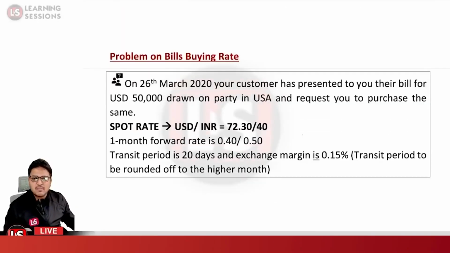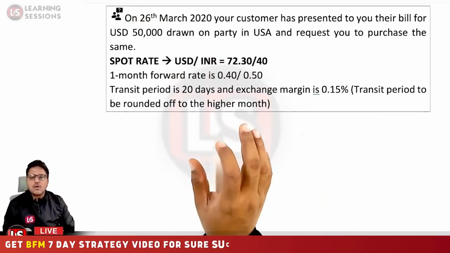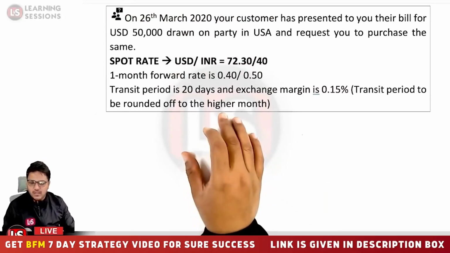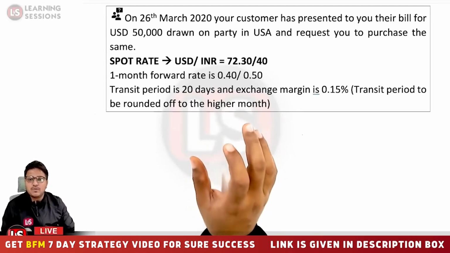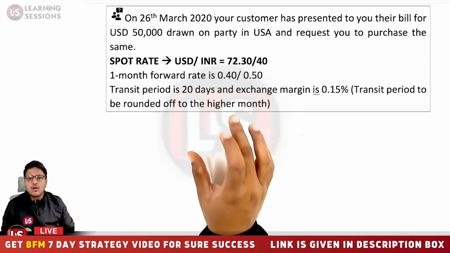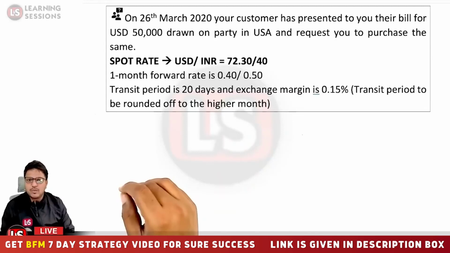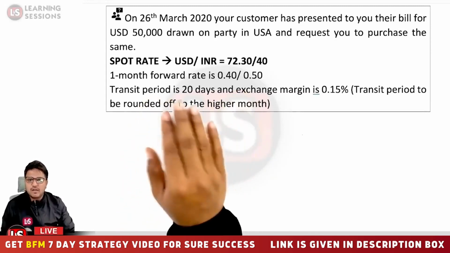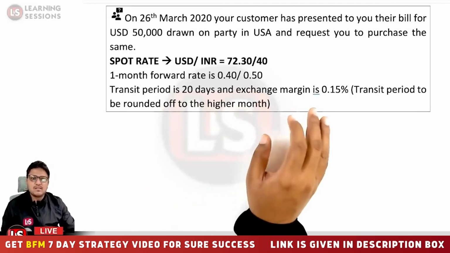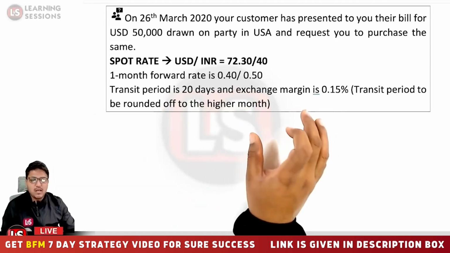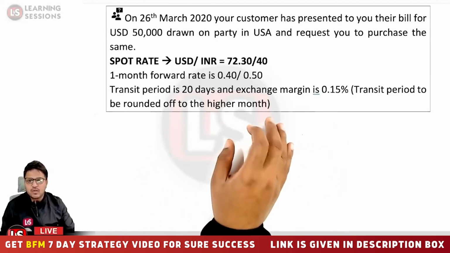It says problem on bills buying rate. On 26th March 2020, your customer has presented to you their bill of USD 50,000 drawn on a party in USA. Request you to purchase the same. Spot rate is given, 1 month forward rate is given, transit period is given to be 20 days, and exchange margin is 0.15%. The transit period is to be rounded off to the higher month.